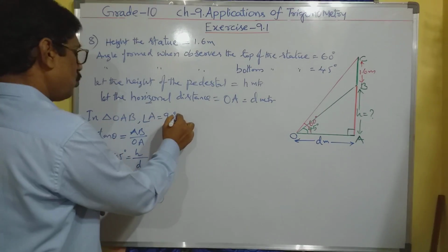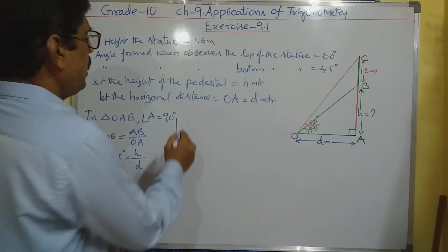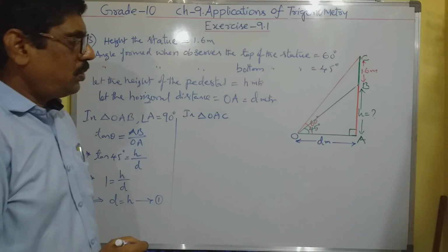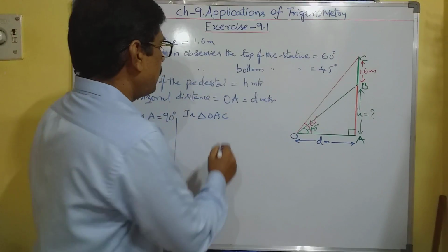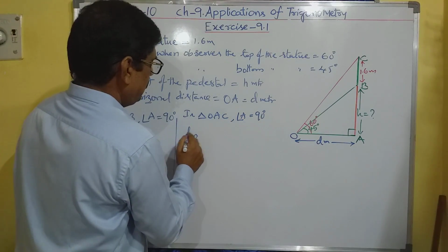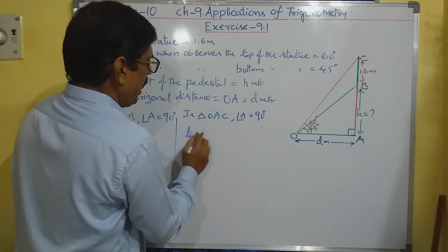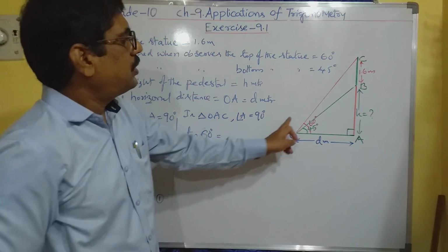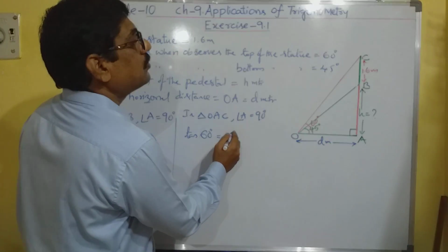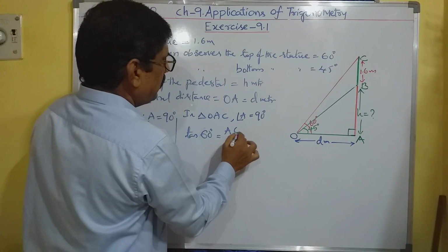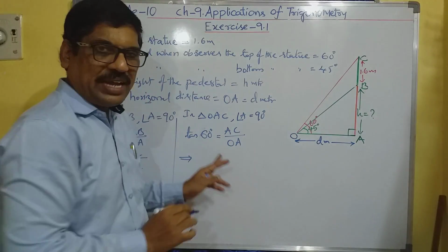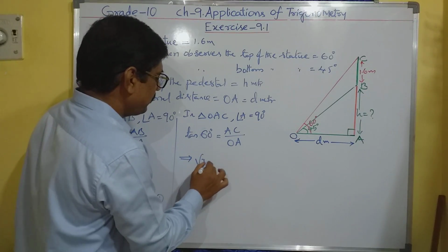Now, let us go with the next part, next triangle. In triangle OAC, what is triangle OAC? It is a right angle triangle in which angle A is equal to 90 degrees. And here, what is the angle formed in the big triangle? The total angle, look at the red mark angle, that is 60 degrees. Tan 60 is equal to opposite side AC by adjacent side OA. What is tan 60? Tan 60 is root 3.